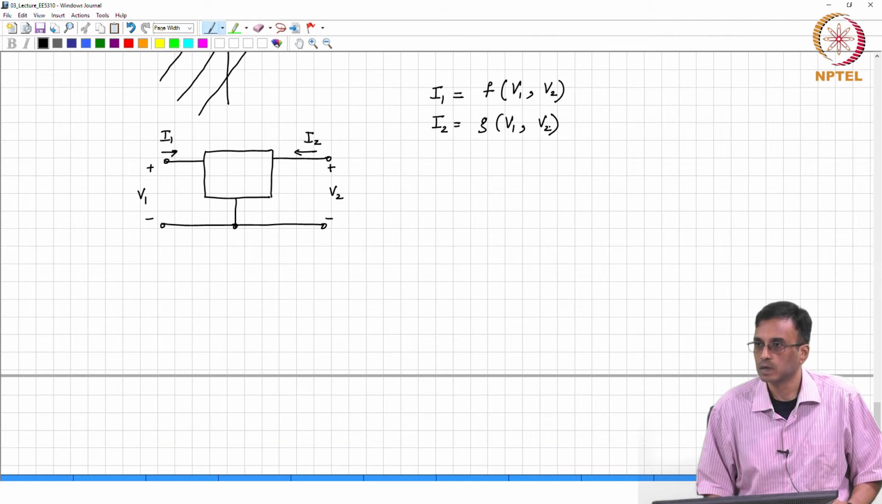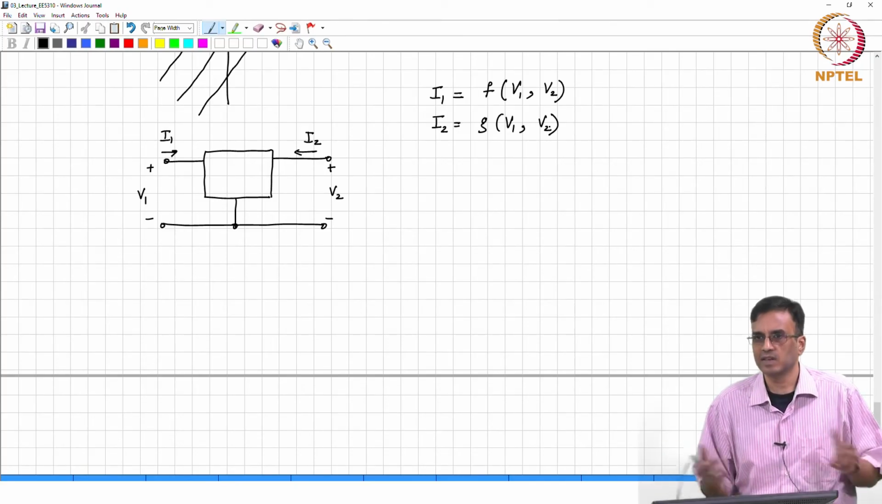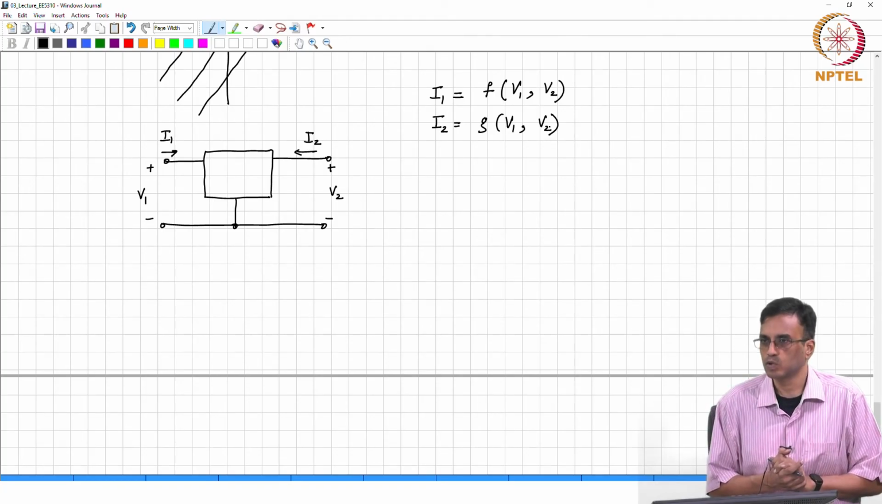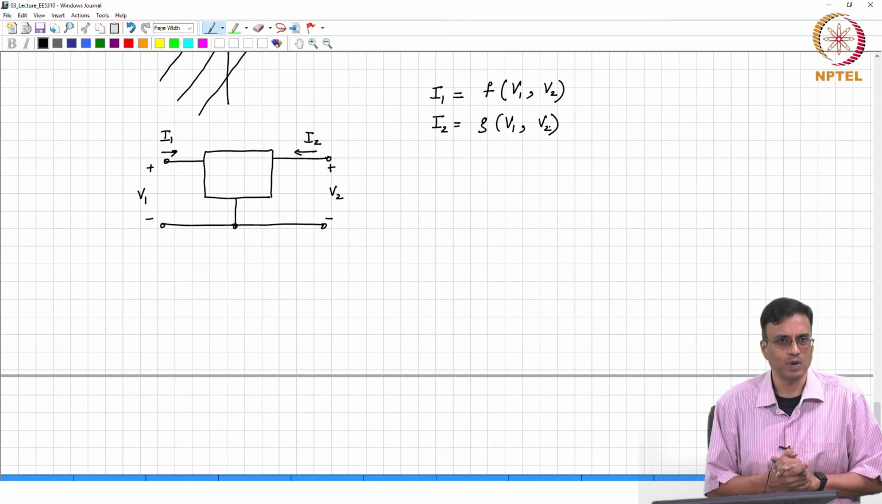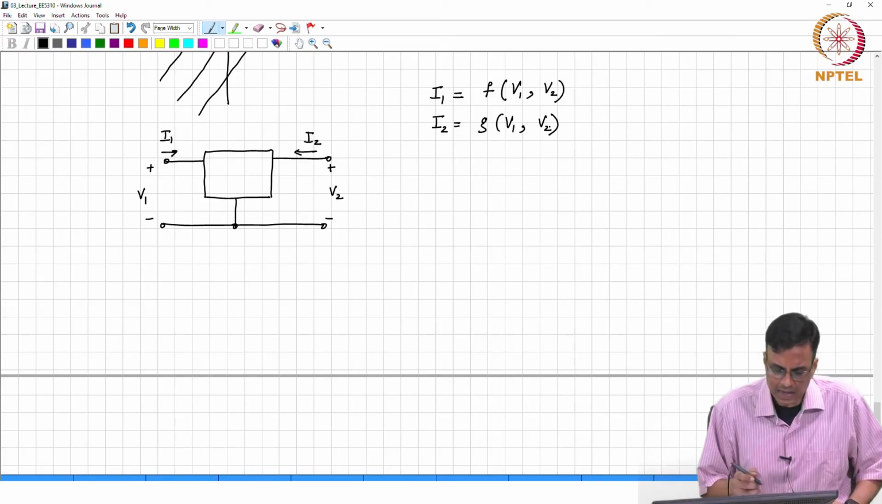So, if you embed this nonlinear 2 port in a larger network, like we discovered in the case of 2 terminal nonlinear elements, the Kirchhoff's voltage and current laws will become a set of coupled nonlinear equations, and that is just as difficult to solve as in the previous case, and therefore, we have to resort to a numerical solution, right.